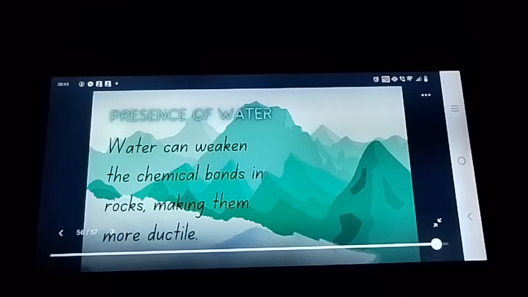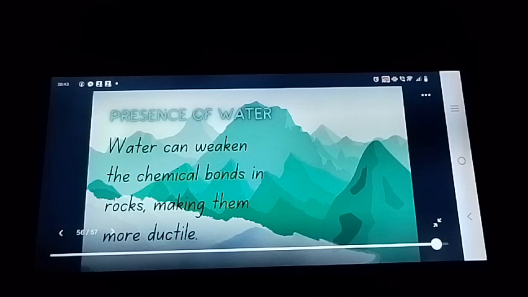Here's why. Weakening bonds: water molecules can weaken the chemical bonds between mineral grains in rocks. Lubrication: water acts as a lubricant, allowing mineral grains to slide past each other more easily. Hydrolysis: water can react with some minerals like feldspar to form new minerals like clay. These new minerals are often weaker and more prone to deformation. Here's how the presence of water affects deformation: brittle to ductile, stress and strain.